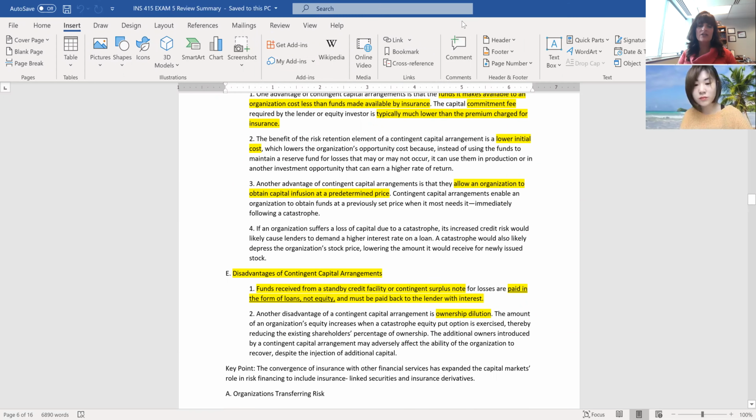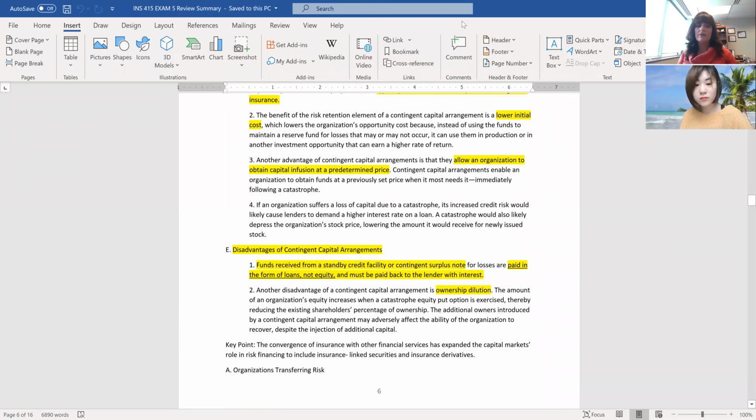The disadvantage is that, again, it's a loan in some cases, and sometimes it is equity, depending on which of those three, but it could dilute your ownership if you have to give someone else equity in your company.